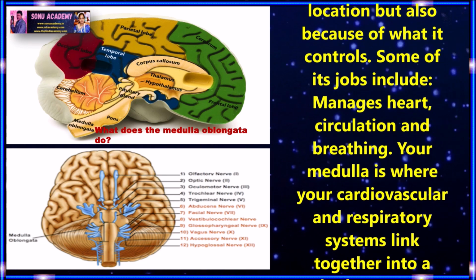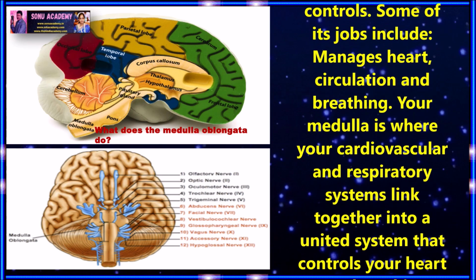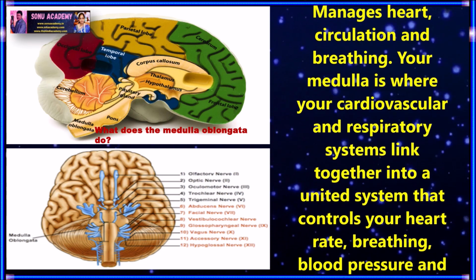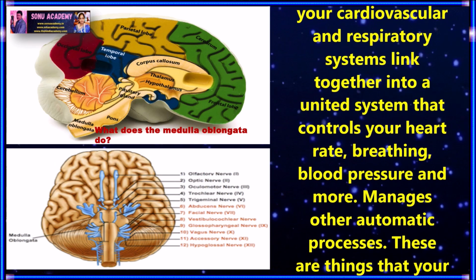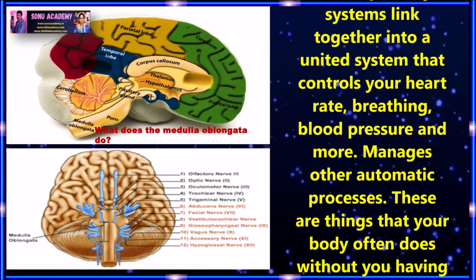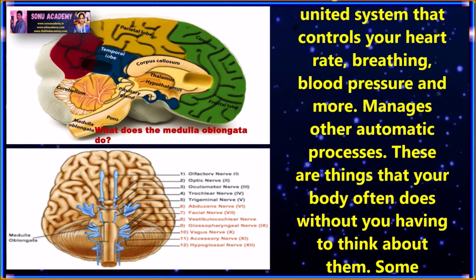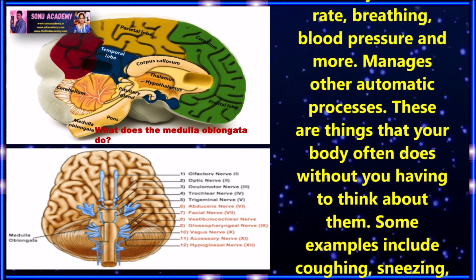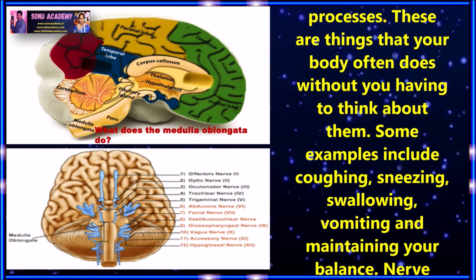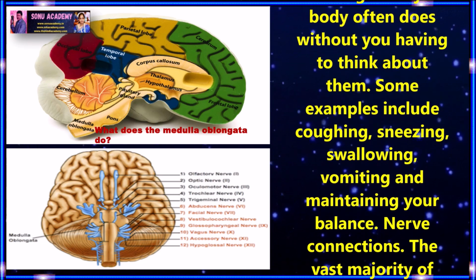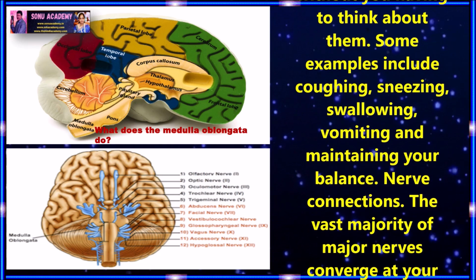Your medulla is where your cardiovascular and respiratory systems link together into a united system that controls your heart rate, breathing, blood pressure and more. It also manages other automatic processes. These are things that your body often does without you having to think about them. Some examples include coughing, sneezing, swallowing, vomiting and maintaining your balance.